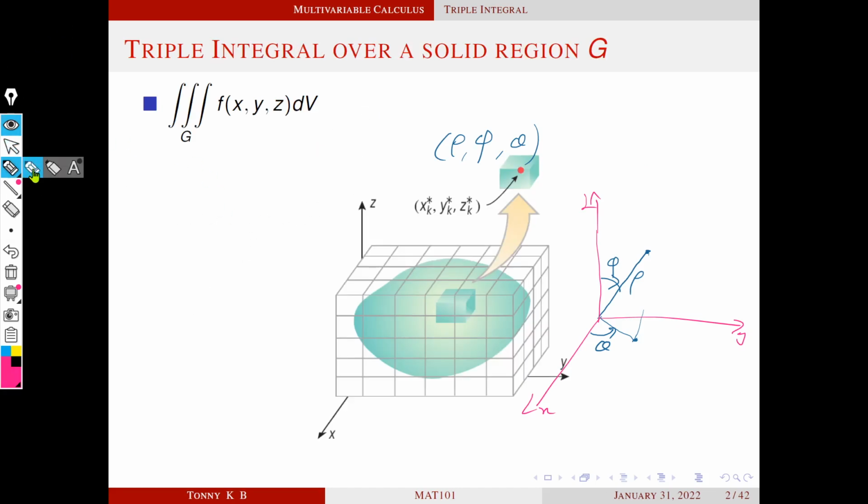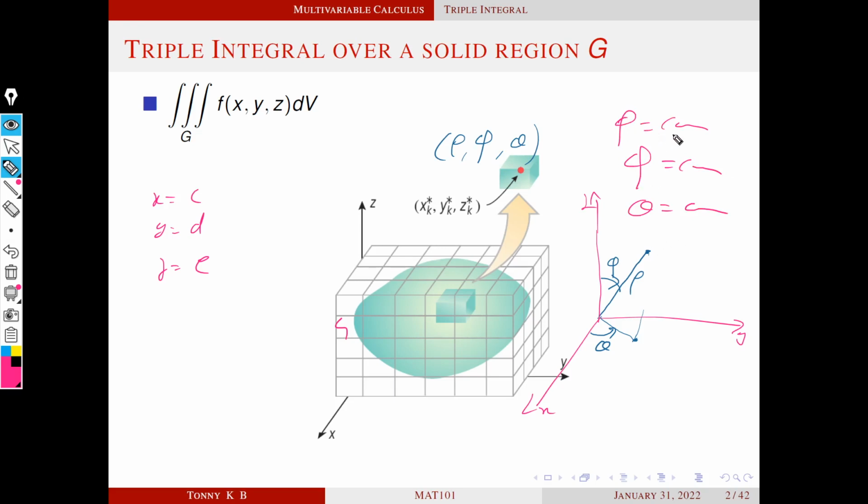In the case of the Cartesian coordinate system, we evaluate the triple integral. First, we divide the solid G using planes parallel to the coordinate planes. That means x equal to constants, y equal to some constants, and z equal to some constants. Then we divide the given region into small cuboids. Similar to this, here we divide the solid using rho equal to constant, phi equal to constant, and theta equal to constant.